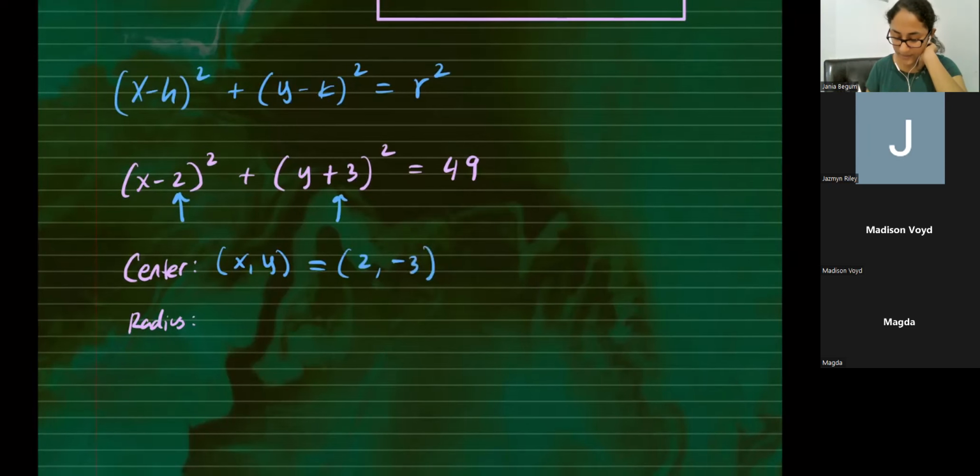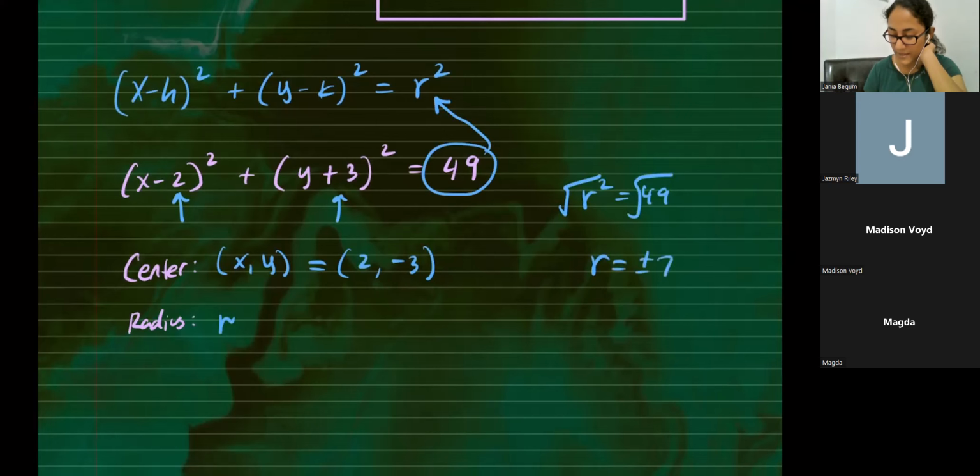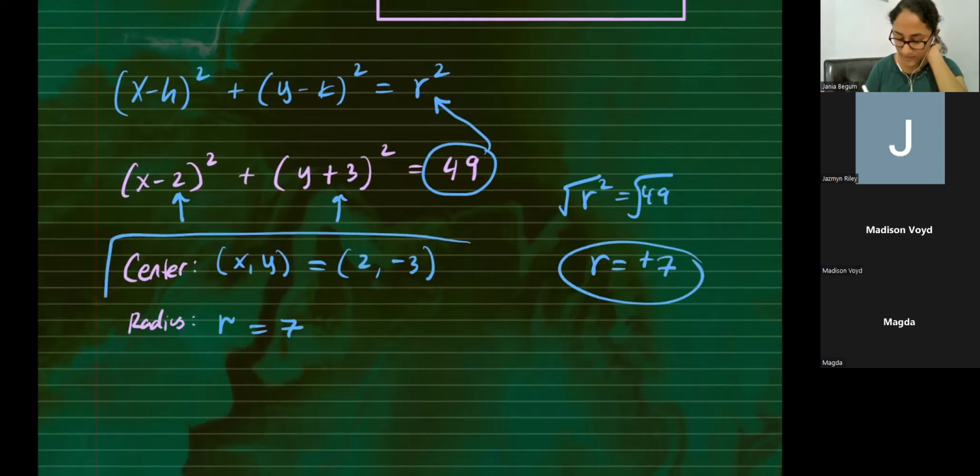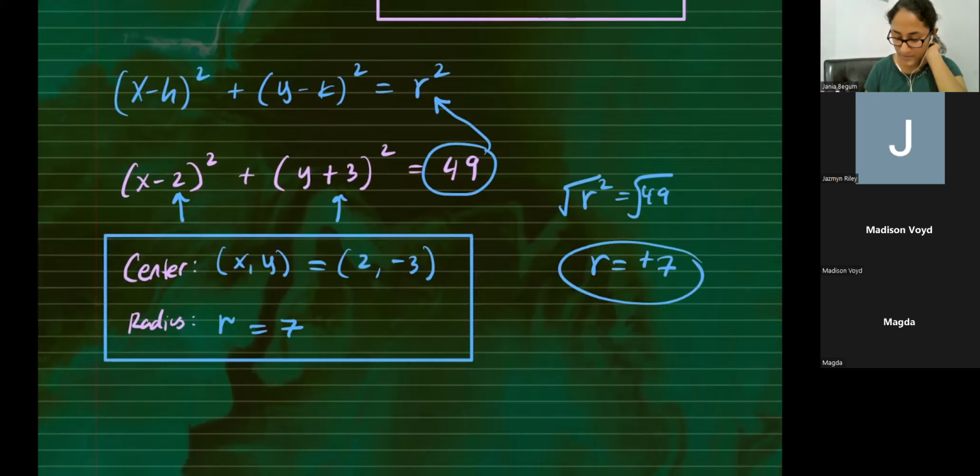And for the radius, it's r. So this number right here corresponds to r squared. So to find r, we would have to solve this. You take the square root, you'll get r equals plus or minus 7. But of course, the radius cannot be negative, so you ignore the negative sign, and it's just 7. So that will be your radius. Let me know if this was something that you were asking, Matthew.